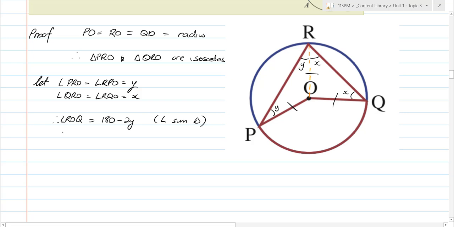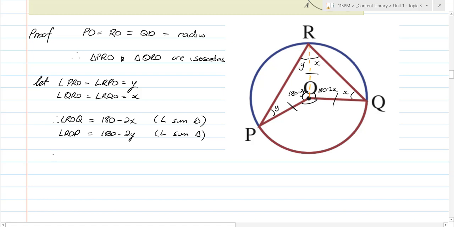And, oops, that should be angle, sorry, angle ROP, and I've said Q, haven't I? So I'm going to change that to X, my apologies. ROP equals 180 minus 2y. That's an angle sum of a triangle. And so this becomes 180 minus 2y. This becomes 180 minus 2x.